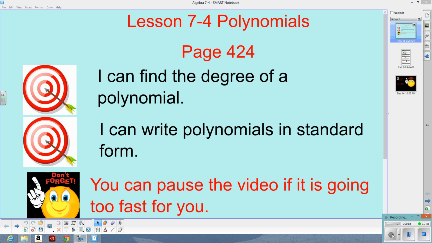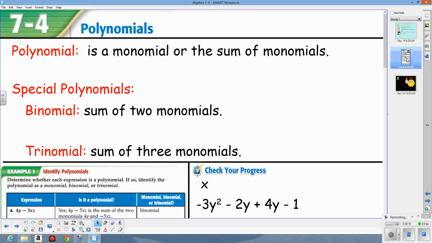In Lesson 7.4, you will be finding the degree of a polynomial as well as writing polynomials in standard form. A polynomial is a monomial or the sum of monomials.